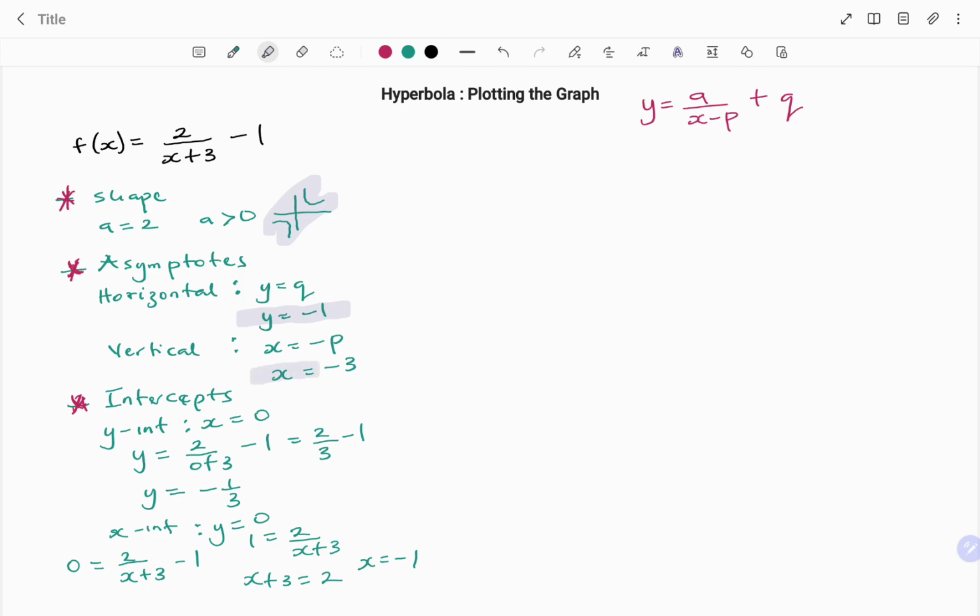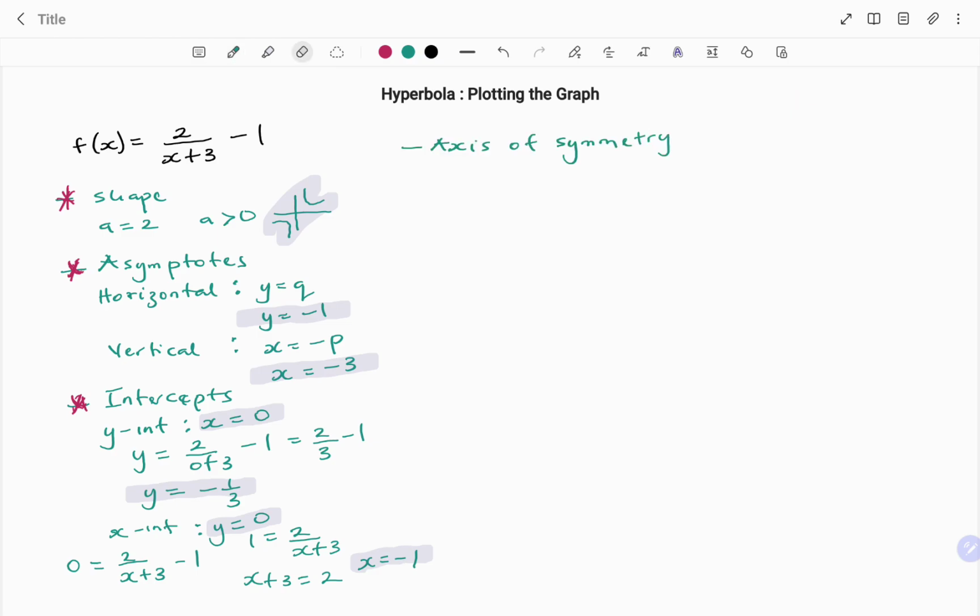Our vertical asymptote, x equals minus 1. Our y-intercept, we have x equals 0, y equals minus 1 over 3. And our x-intercept, we have y equals 0, x equals minus 1. The next step is to find the axis of symmetry.